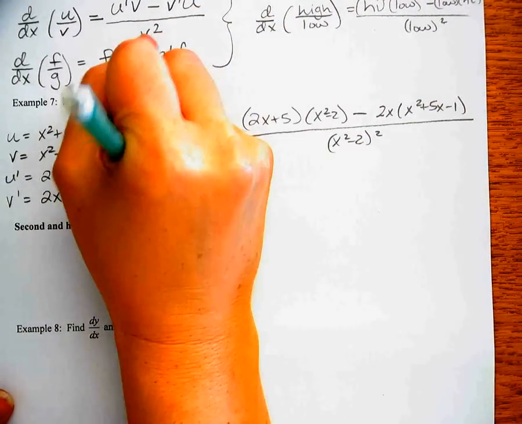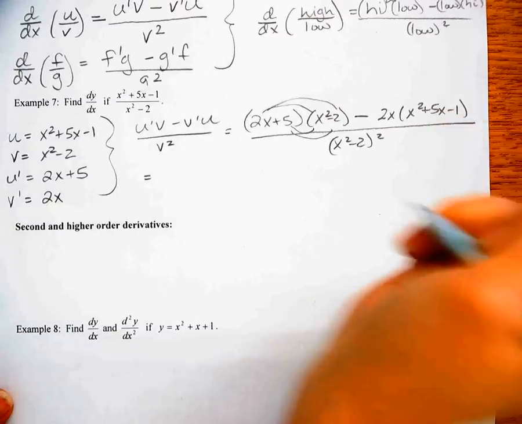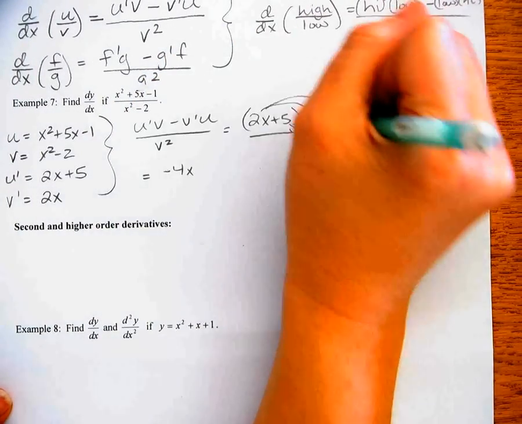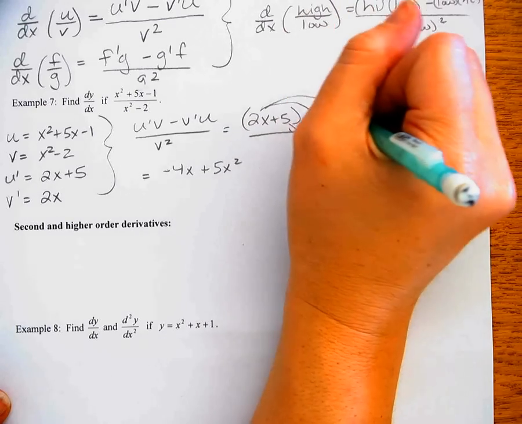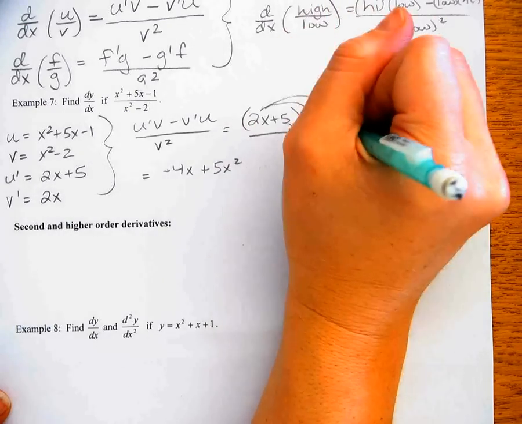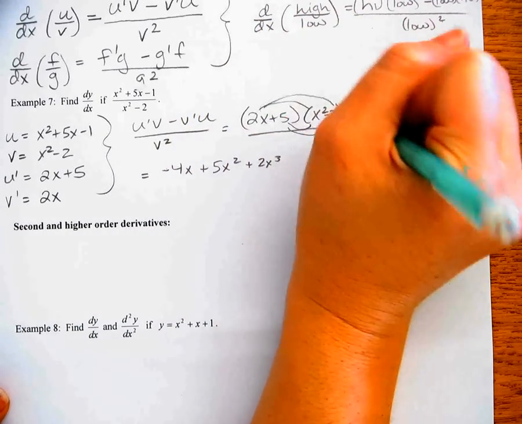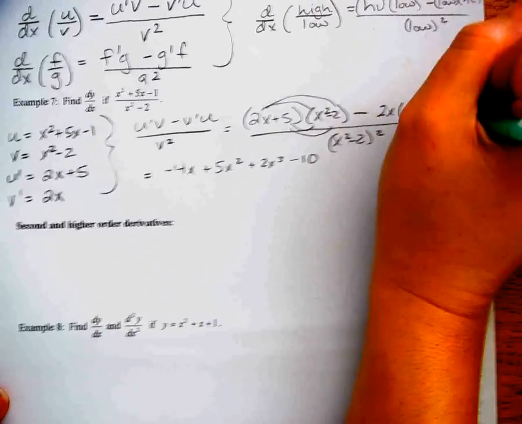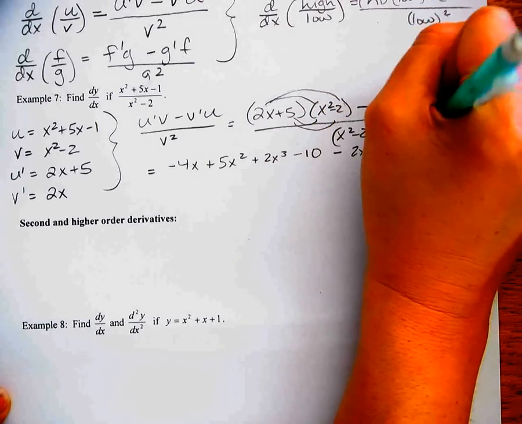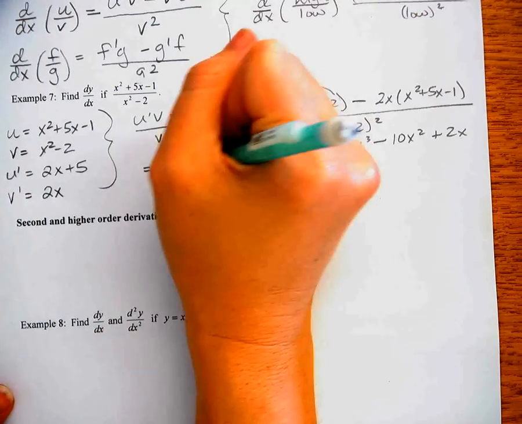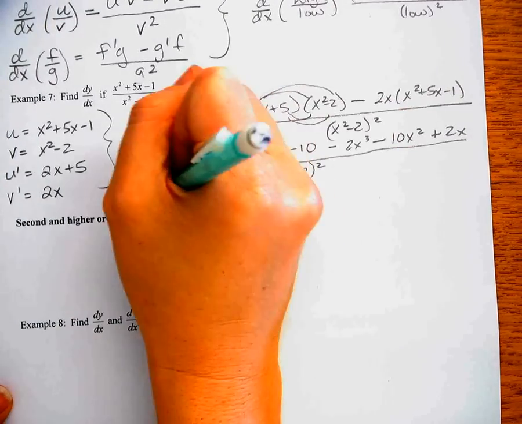As we work to simplify that, we end up with, let's see, negative 4x plus 5x squared. Oh, I forgot the 2x cubed. I don't know why I missed that. So we had 2x cubed, negative 4x, 5x squared, negative 10. And here, don't forget to distribute the negative along with the 2x. You have negative 2x to the third, negative 10x squared, and then positive 2x. And then, of course, that's all over x squared minus 2, squared.